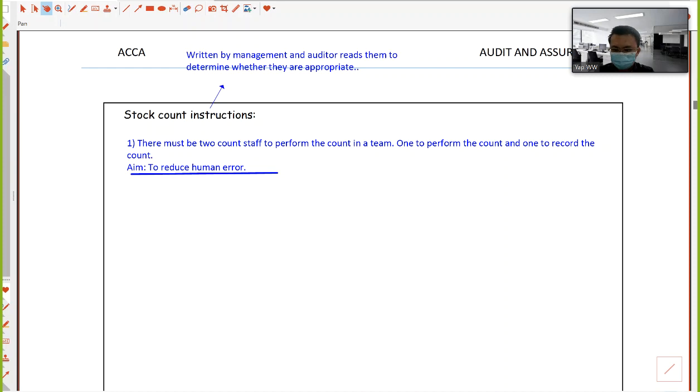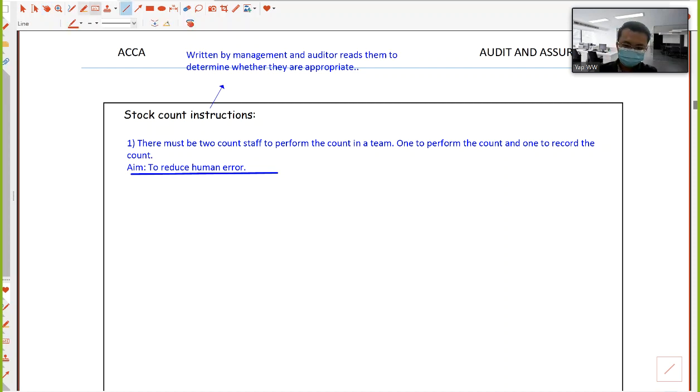So one to count and one to record is very good. The one who climbs up the ladder performs the count, then he will shout to his team member, "Stop, D150 got 10 units." Then he will record. So this will be a better way.